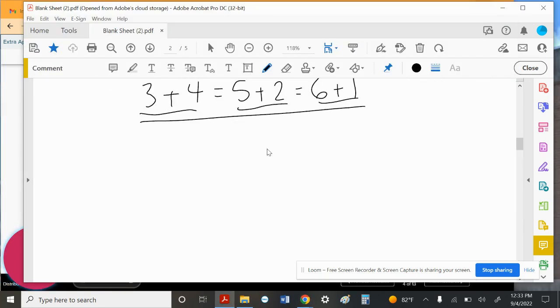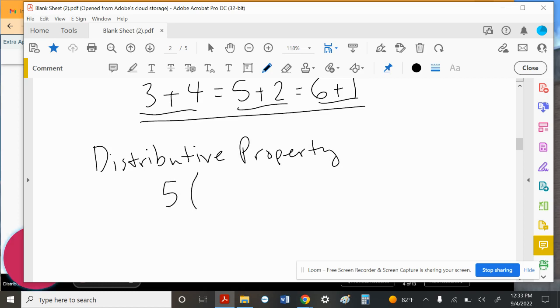Okay, and I'm going to show really quickly, as this is kind of coming up, the distributive property. So if I have 5 times 6 minus 3 plus 1, I can do a couple of different things. I can either combine all these like terms and then multiply, or I can use the distributive property and multiply the 5 through to all the terms.